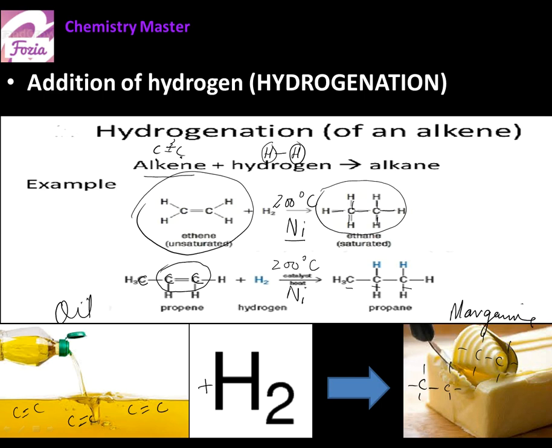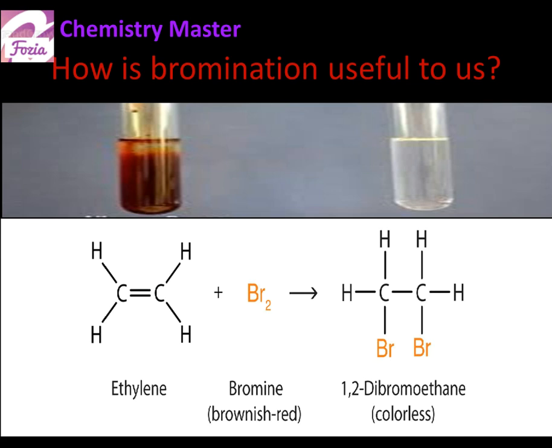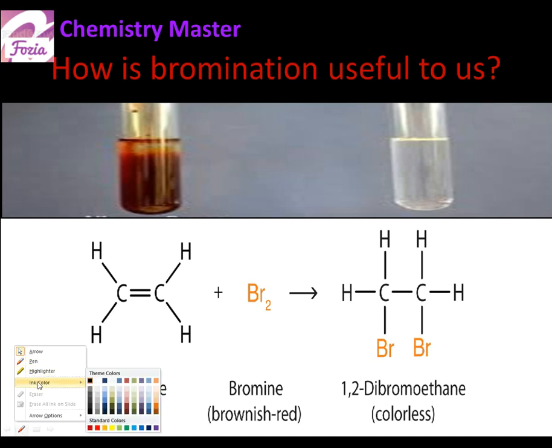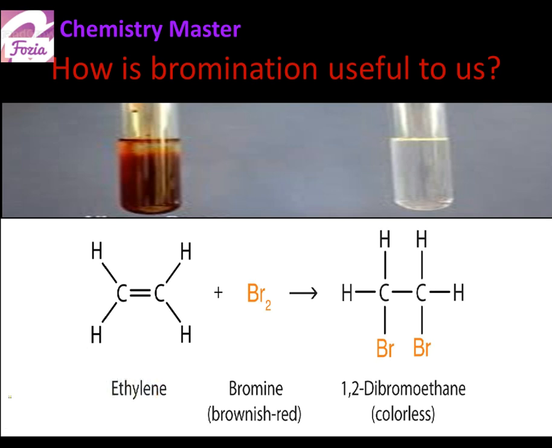Next is bromination. Bromination is also a very useful reaction because this test is used for distinction of unsaturation and saturation. Like if we are asked to detect or identify the presence of unsaturation, a double bond, we perform this reaction. And how do we perform it? We take bromine water. And what is bromine water? Bromine is a brown color liquid. So when the reaction is performed, the brown color vanishes or disappears.